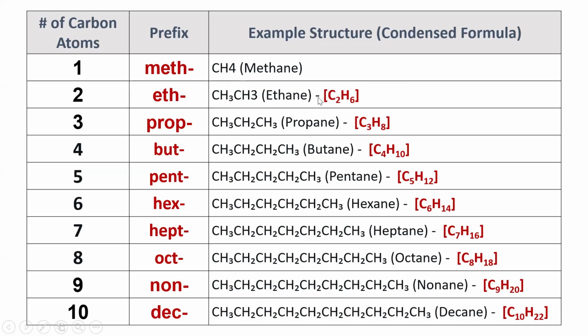Two carbon atoms, ethane, C2H6. And the condensed formula is CH3CH3. Every carbon atom is connected to 3 hydrogen atoms. 3 carbon atoms, prop, propane, C3H8. The condensed formula is CH3CH2CH3.